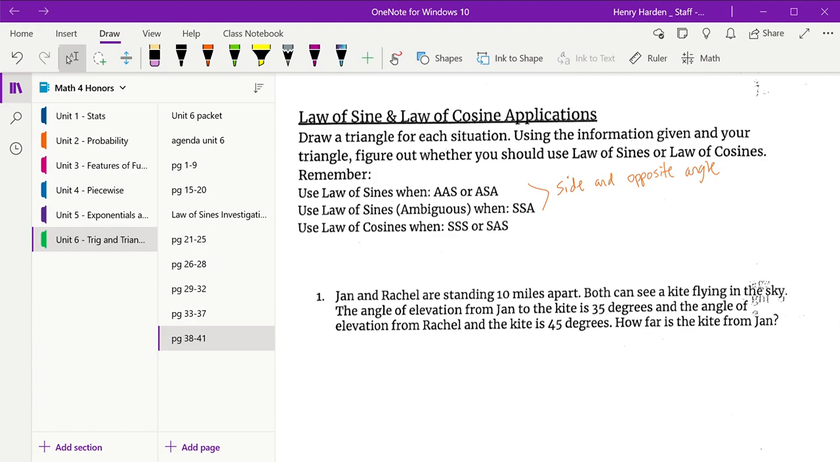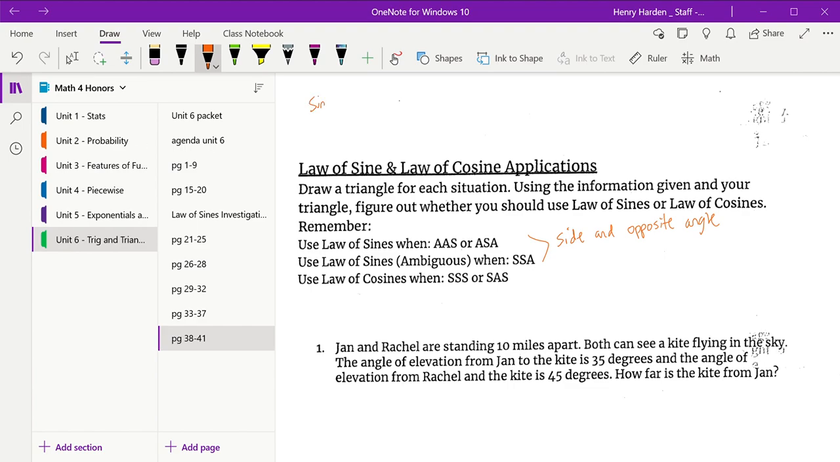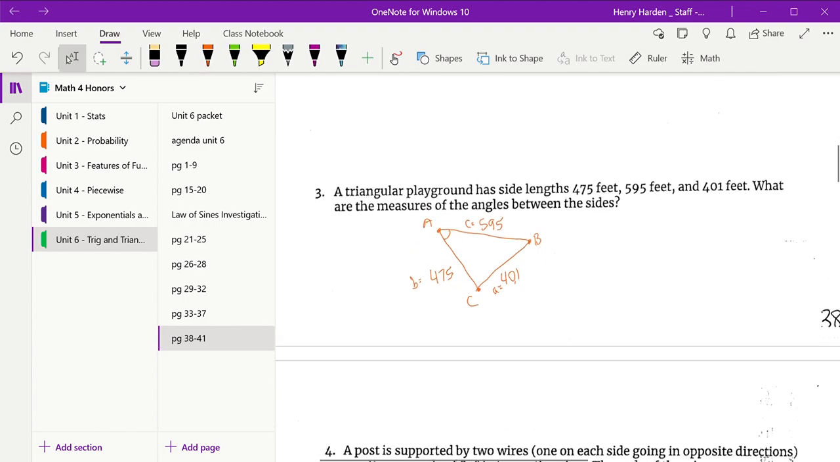Now, I should have had you write these at the top here, but law of sines, remember, is sine of A over side A, sine of B over side B, and sine of C over side C. Then the law of cosines is A squared equals B squared plus C squared minus 2BC cosine of capital A. And then you basically just do the same for the others, so I'm not going to write them all down. All right, so we're going to use law of cosines.